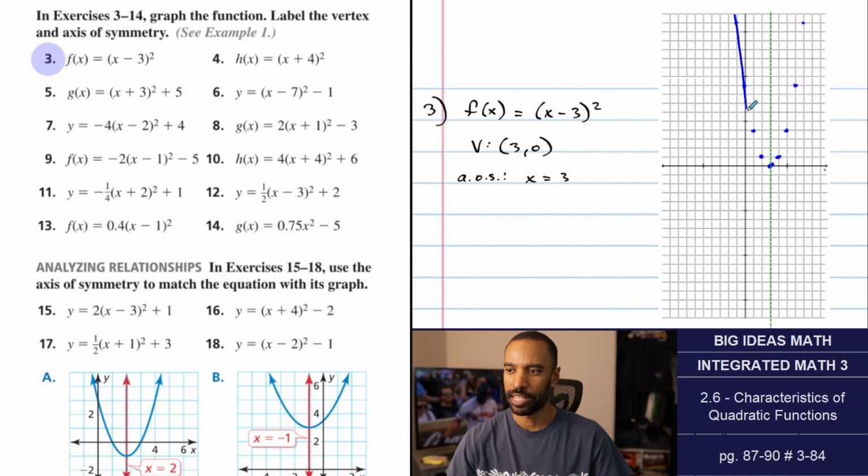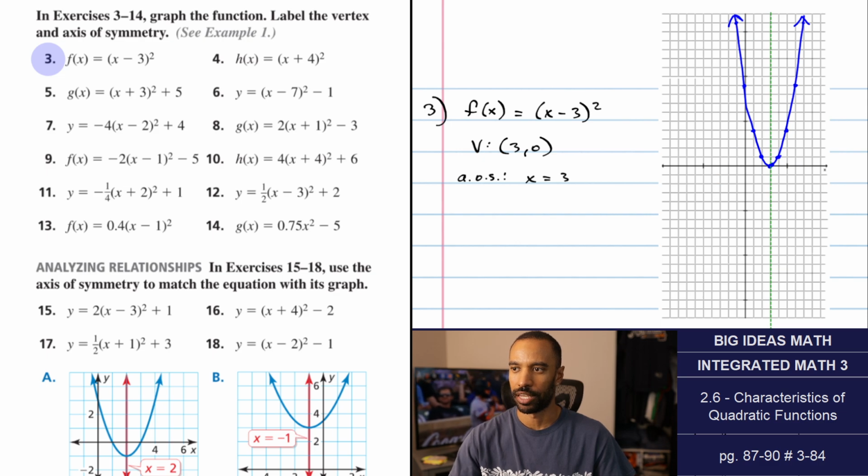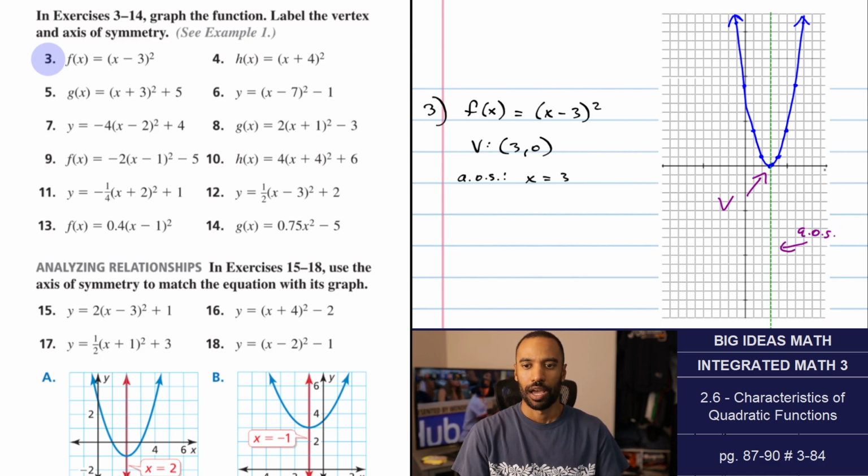I guess we'd be done. They did say to label your vertex and axis of symmetry. I did write what they were before. I'll just call it V and AOS on the actual thing itself. So this is V and this here is AOS. All right, that's number 3.